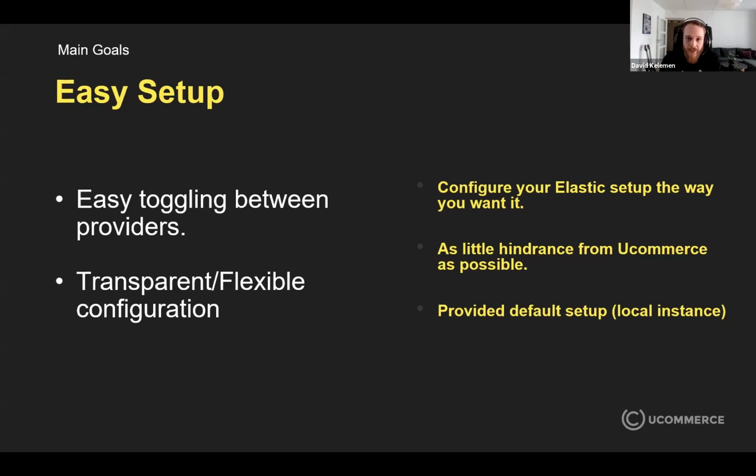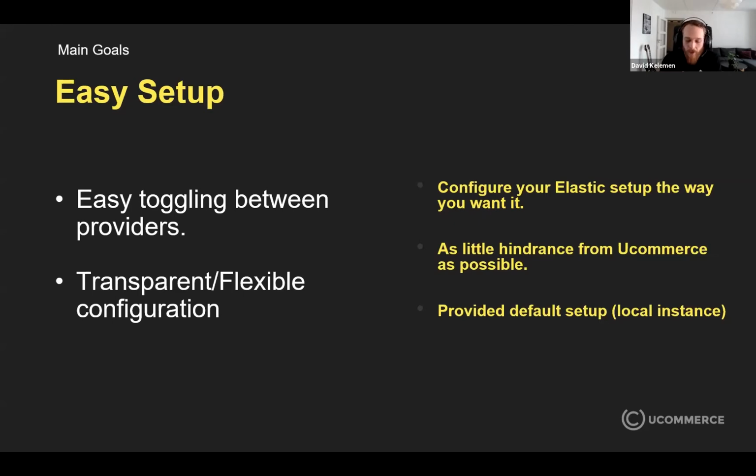Another point to this is transparent and flexible configuration. One of the terms that we use a lot when talking about this provider is opt-in complexity. It means that if you want to use this, you can opt in, but of course, because of its power, it comes with some responsibility. It comes with some configuration necessary on your part. We wanted Ucommerce to get in your way as little as possible when you're configuring your Elasticsearch server, so we didn't want to abstract any of the options away.